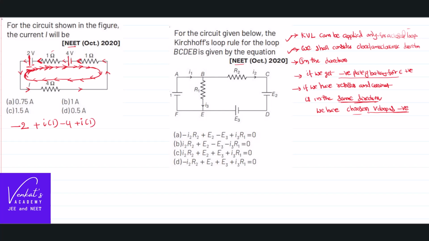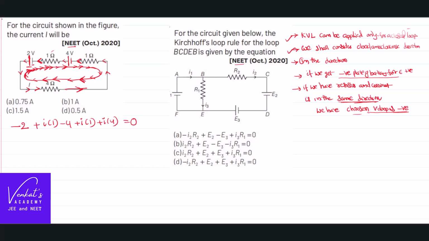Come to this place, here current is going like this, but you are going like this in clockwise direction, that is also, see here, opposite. So, the potential drop is also positive. So, that is plus I into 4 equal to 0. That is the rule, that the algebraic sum of EMFs and potential drops in a closed circuit is 0. That is Kirchhoff's voltage law.